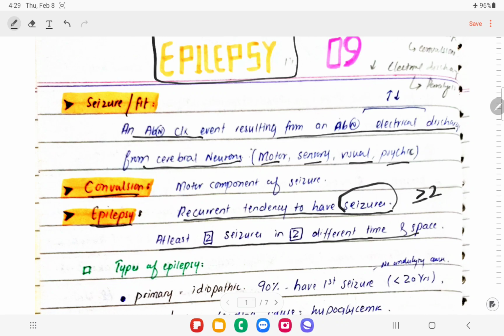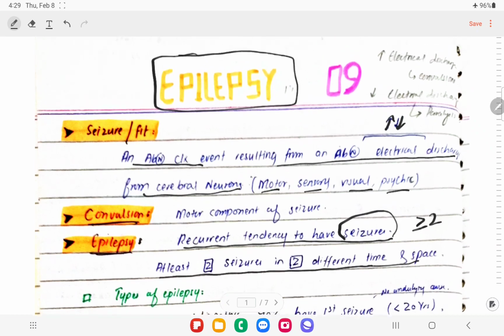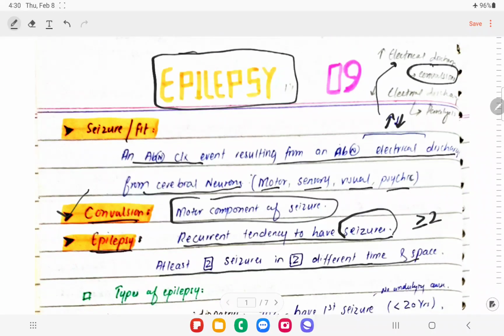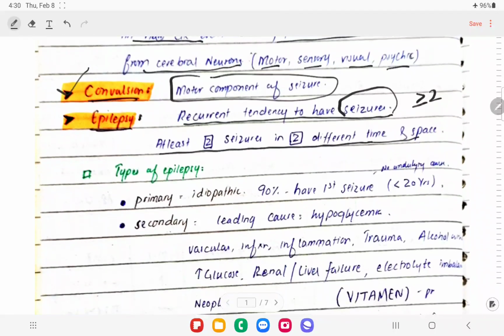Abnormal electrical discharge means the discharge can increase or it can decrease. If we see abnormal electrical discharge in the motor cortex, that is called a convulsion. So basically, the motor component of a seizure is called convulsions, right? And if the electrical discharge decreases, we can see that in absence seizures, right? So in absence seizures, there will be decreased electrical discharge.